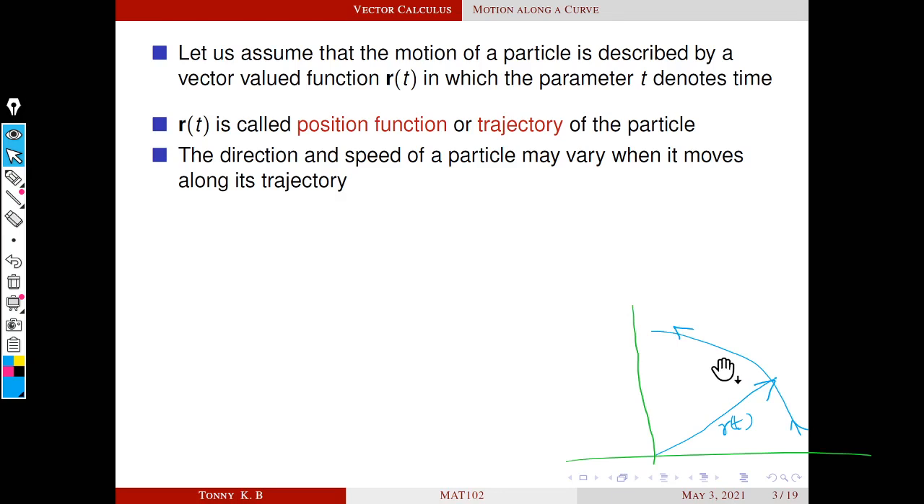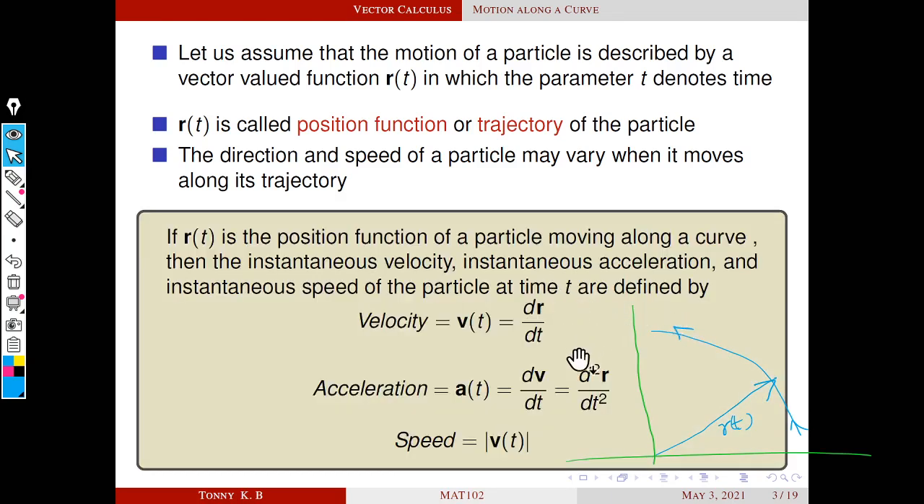So our aim is to find the velocity, acceleration, and speed of the particle when its trajectory is known. So these are the formulas for evaluating velocity, acceleration, speed when the trajectory of a particle is known. That means if r of t is a position function or trajectory of the particle moving along a curve, here t denotes the time. Then the instantaneous velocity, acceleration, and speed of a particle at a particular time t are given by these formulas. They are familiar to you.